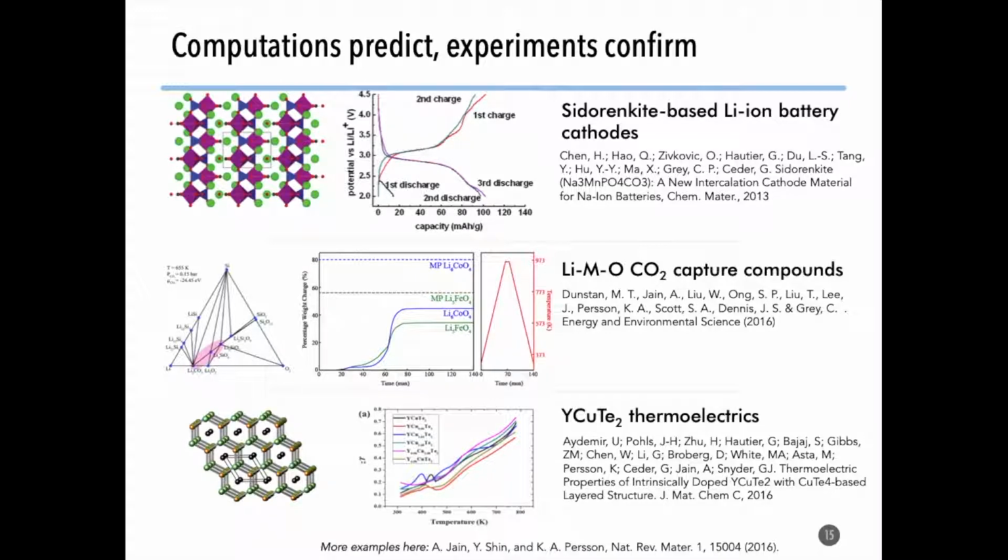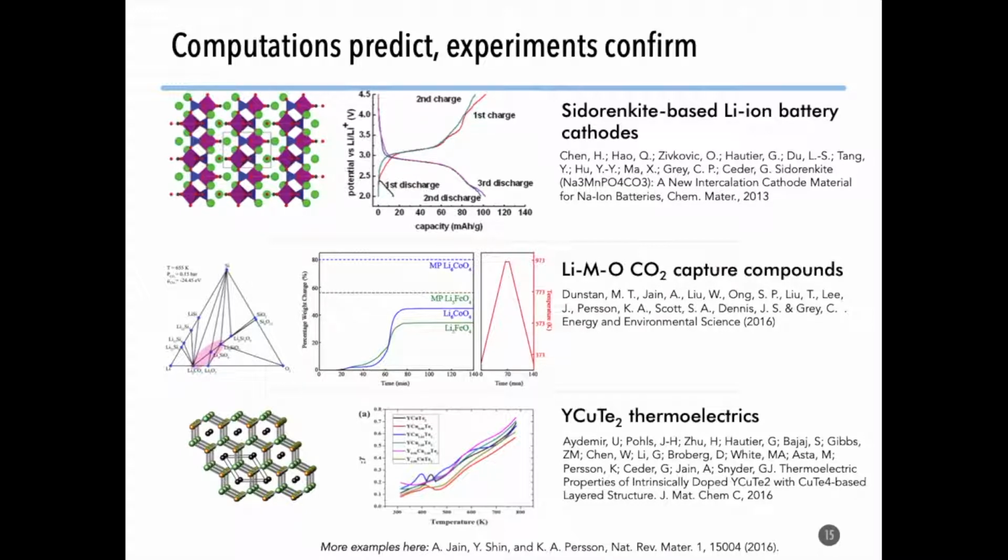Here are some examples of work that I've been involved with where we were able to come up with new materials in the computer first, and then have experiments verify that it had the characteristics, at least some of the characteristics, that we predicted in the computer. Earlier on, I worked on trying to find battery cathodes, a new class of initially sodium-based materials that we substituted with lithium cathodes that actually showed pretty good performance as batteries.